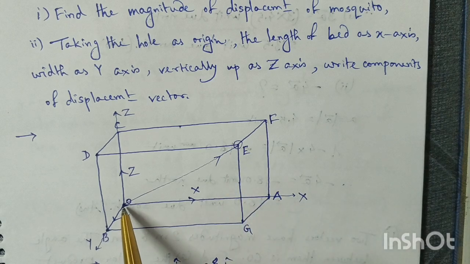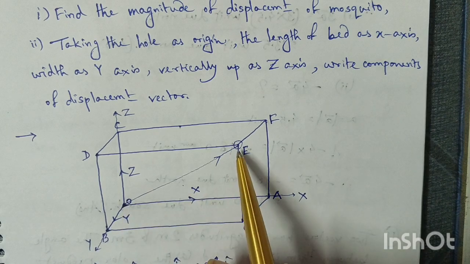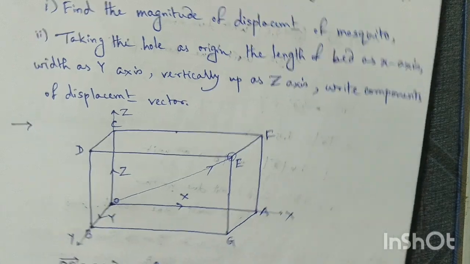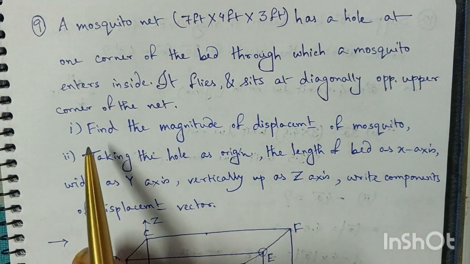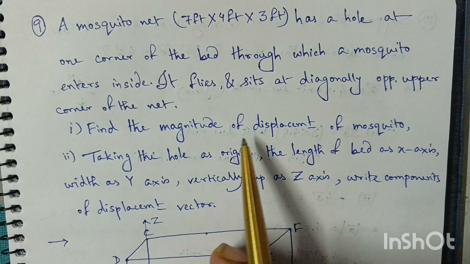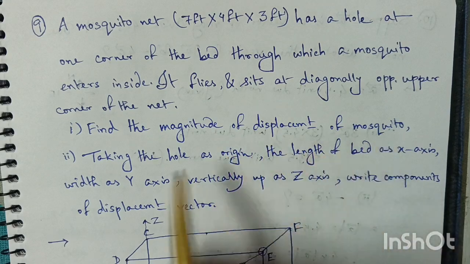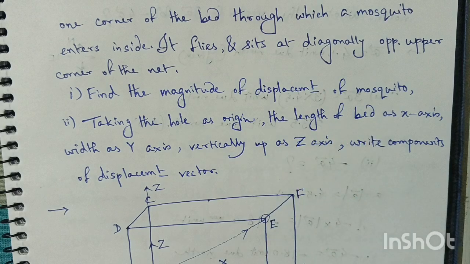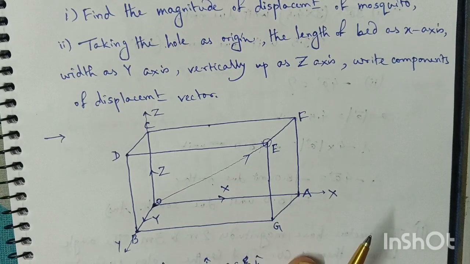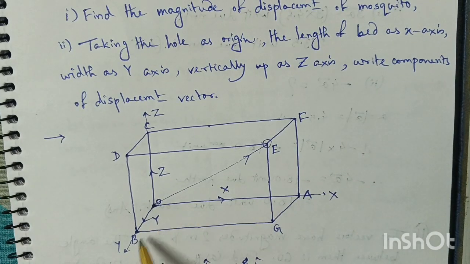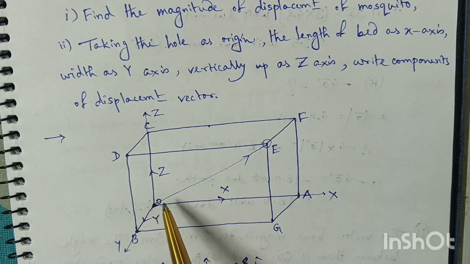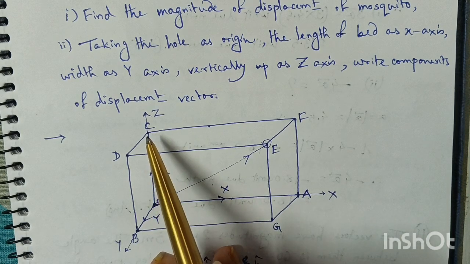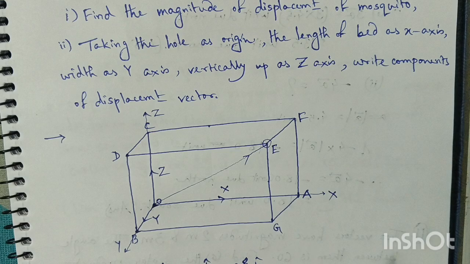The mosquito enters from O and sits at E, opposite upper corner of the net. We have to determine the magnitude of displacement of mosquito, and taking the hole as origin, the length of the bed as x-axis, that is along OA, the width as y-axis, that is along OB, and vertically up, that is OC, as z-axis, write components of displacement vector. It is very easy.